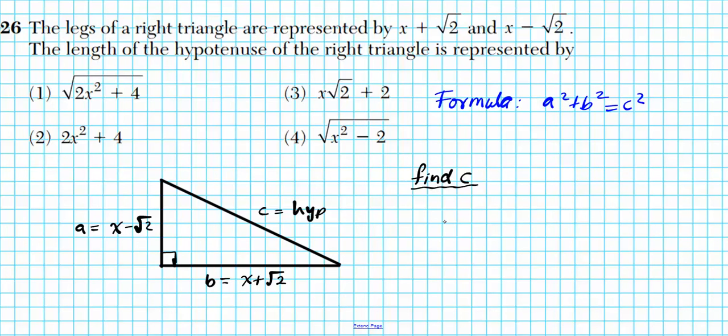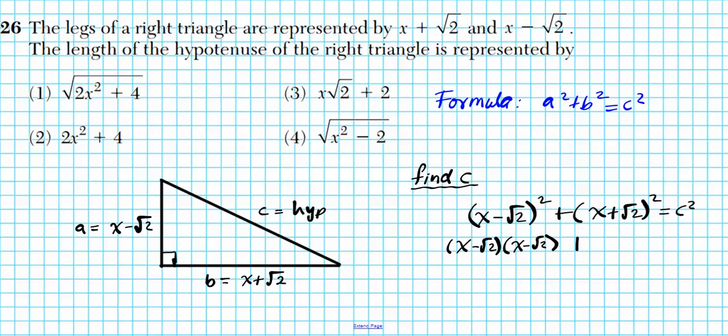So we're going to have a squared is x minus root 2 squared plus b squared is x plus root 2 squared equals c squared. So the goal here is to get c by itself, and that will be our final answer. Okay, so let's expand these binomials. We have x minus root 2 times x minus root 2 plus x plus root 2 times x plus root 2 equals c squared. Okay, so we can just pull this out first, outer, inner, last, no problem.